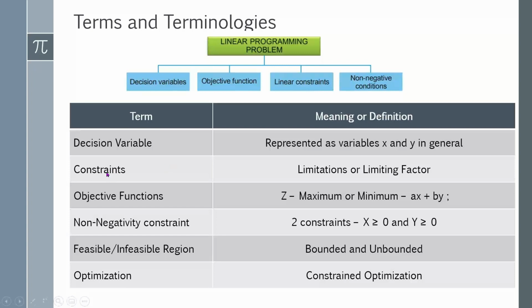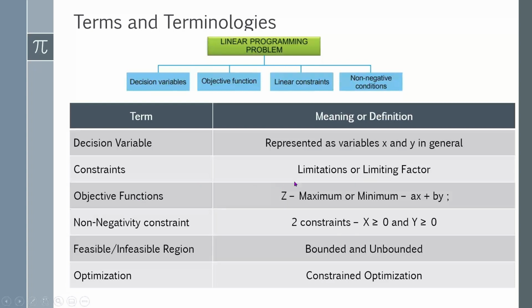Then constraints is nothing but the limitation. I already explained about the constraint. It can be a labor shortage, or space shortage, or availability shortage, or raw material shortage. It can be any restriction, even in terms of transportation or manufacturing. There might be a lot of different examples. So constraints are nothing but the limitations or the limiting factors that we have in our problem.